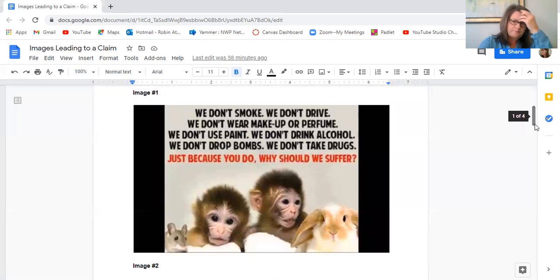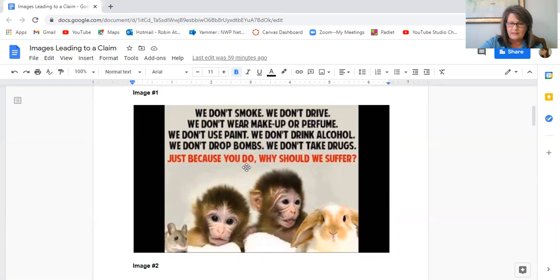So here's image one. So I would probably think aloud through this. I might ask a student to read what it says. So I have these animals here, and they're saying we don't smoke, we don't drive, we don't wear makeup or perfume, we don't use paint, we don't drink alcohol, we don't drop bombs, we don't take drugs. Just because you do, why should we suffer? So at this point, I might have students just jot in their notebook, which might be a paper and pencil or pen, or it might be a digital notebook, and I would have them write some thoughts about that.